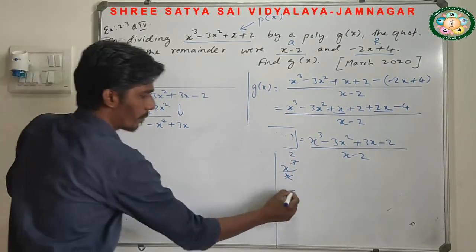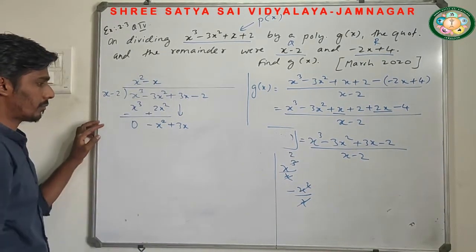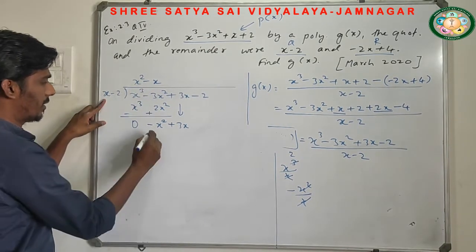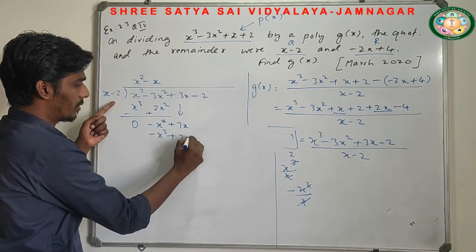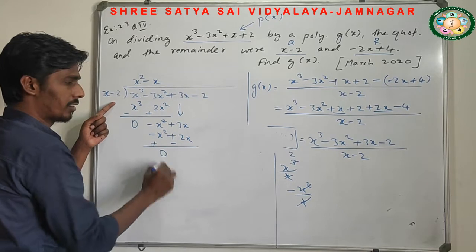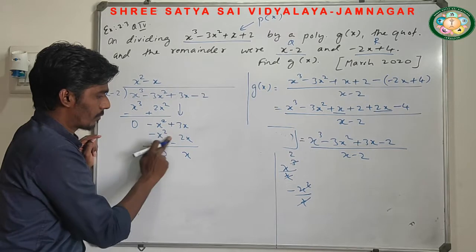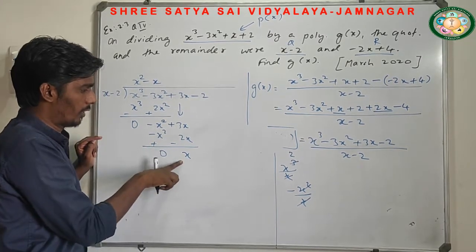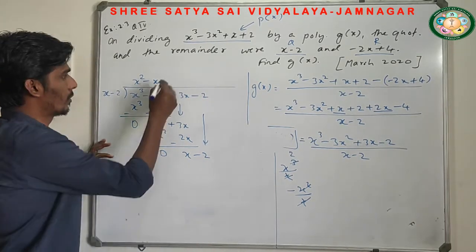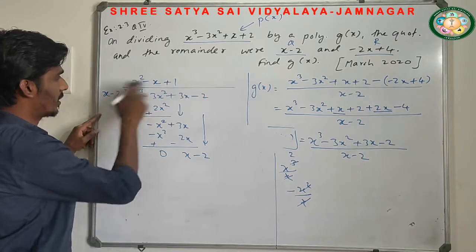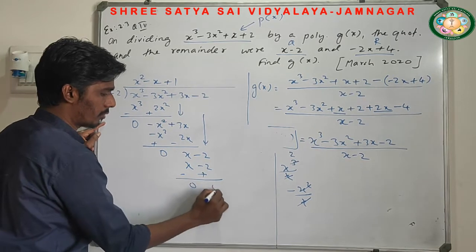From x I have to get minus x square, so minus x square upon x, only x will remain. So minus x. So x into minus x is minus x square. Minus 2 into minus x is plus 2x. Change the sign: minus, plus, 0, plus 3 minus 2. Now plus 3 minus 2 is 1, and this is minus 2. This is x minus 2, this is also x minus 2. So it's plus 1: x into 1 is x, minus 2 into 1 is minus 2, and the remainder is 0.